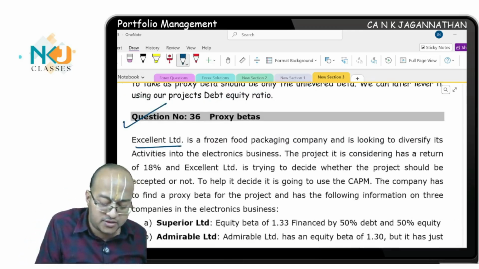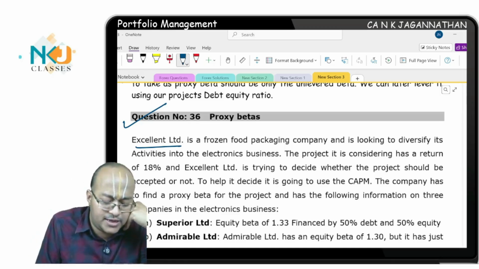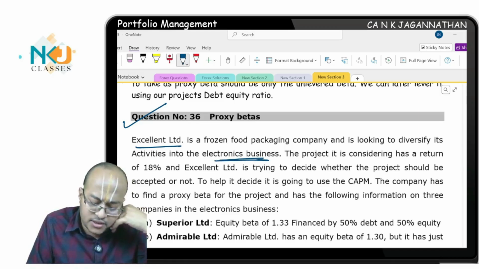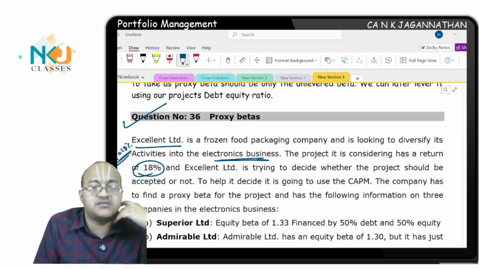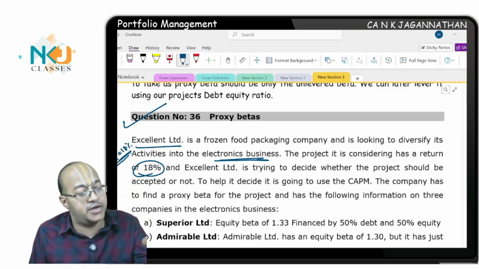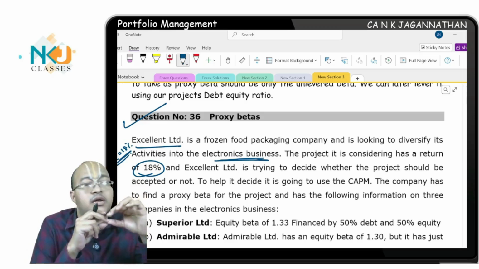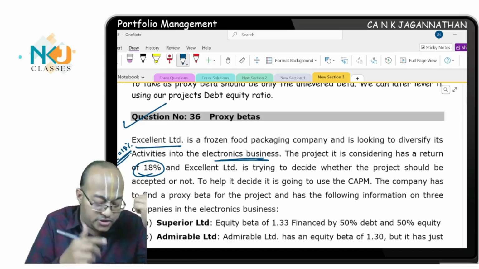Excellent Limited is a frozen food packaging company and is looking to diversify its activities into the electronic business. The project it is considering has a return of 18%. What is this 18%? The IRR of the project is 18%. Why is it important? The NPV, IRR you studied in capital budgeting, remember? You will compare this IRR with WACC. If IRR is greater than WACC, you will invest in the project.